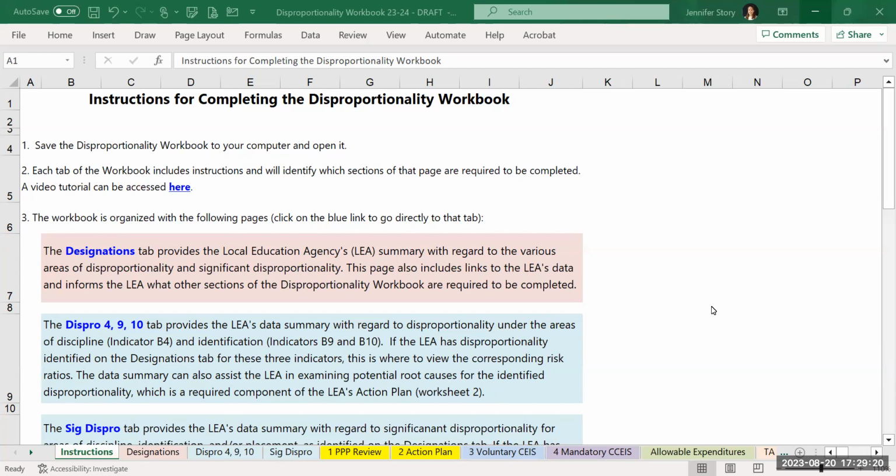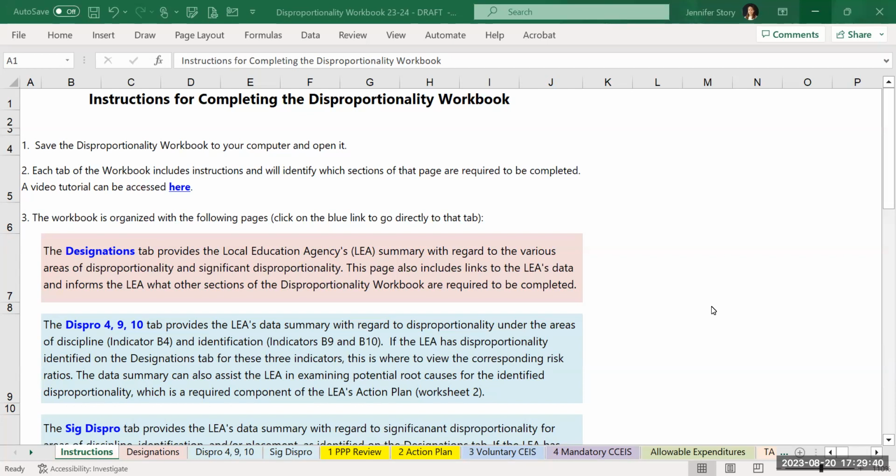This is a walkthrough of our Disproportionality Workbook, which districts who are identified as having disproportionality or significant disproportionality are required to complete and submit to OSPI no later than May 1st.